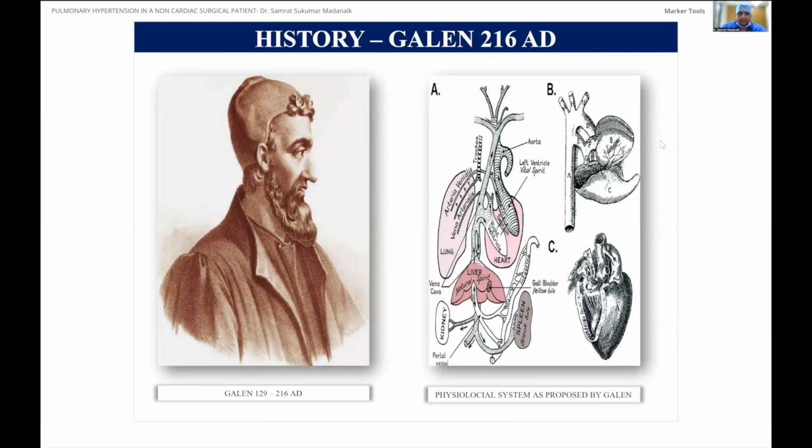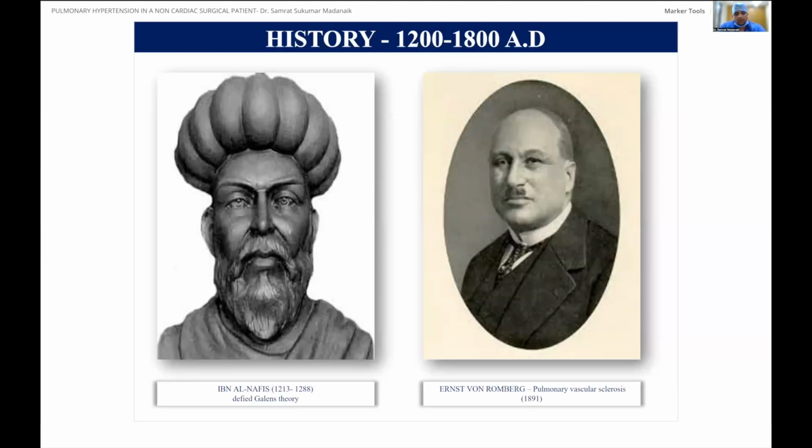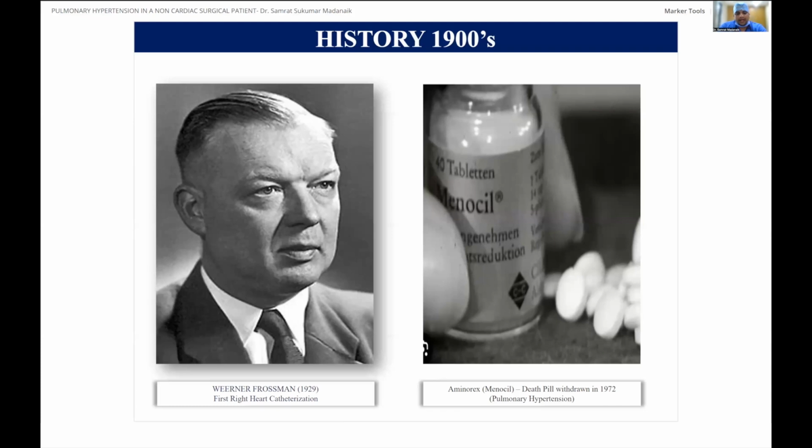A bit about history. Galen, way back in 216 AD, proposed the first physiological system. Ibn al-Nafis in the 1200s defied Galen's theory. He did not believe in Galen's theory and he further progressed the work. Ernst von Romberg in the year 1891 gave the first description of pulmonary vascular sclerosis. Werner Forssmann in 1929 did the first right heart catheterization, and he did it on himself.